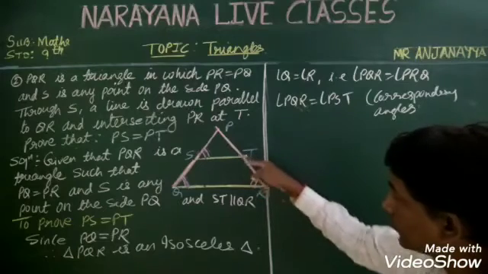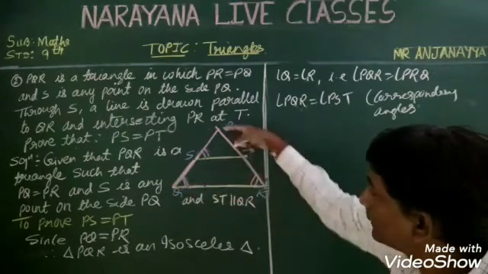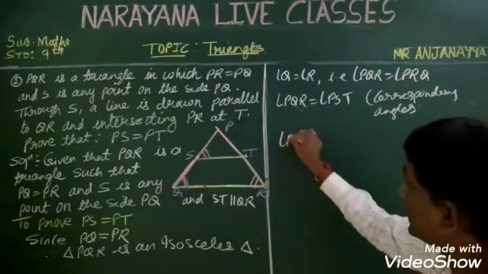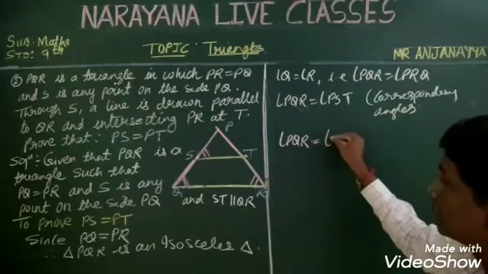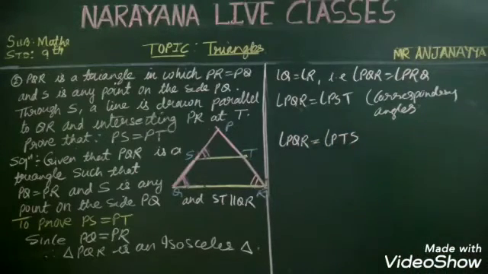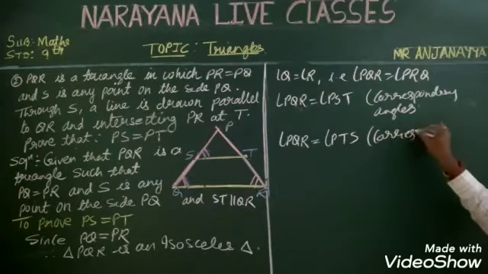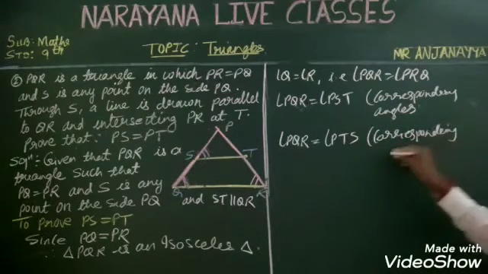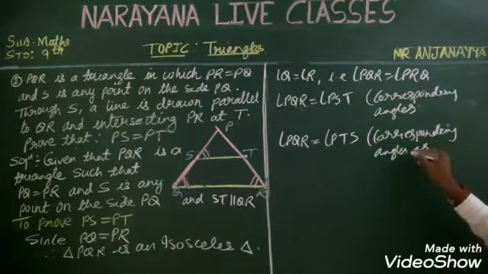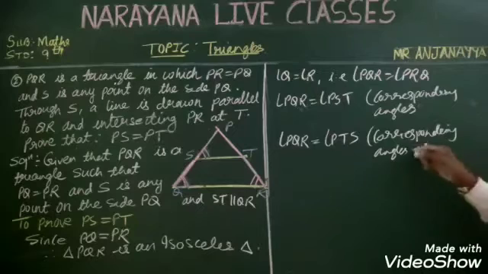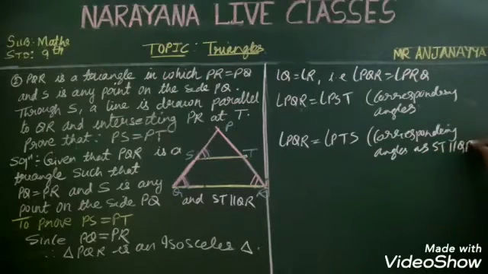If you come to the other side also, I can say PRQ is equal to PTS. PQR is equal to PTS. Again we will say the same thing, that is corresponding angles, as we can say ST is parallel to QR. You can write over here also ST is parallel to QR.